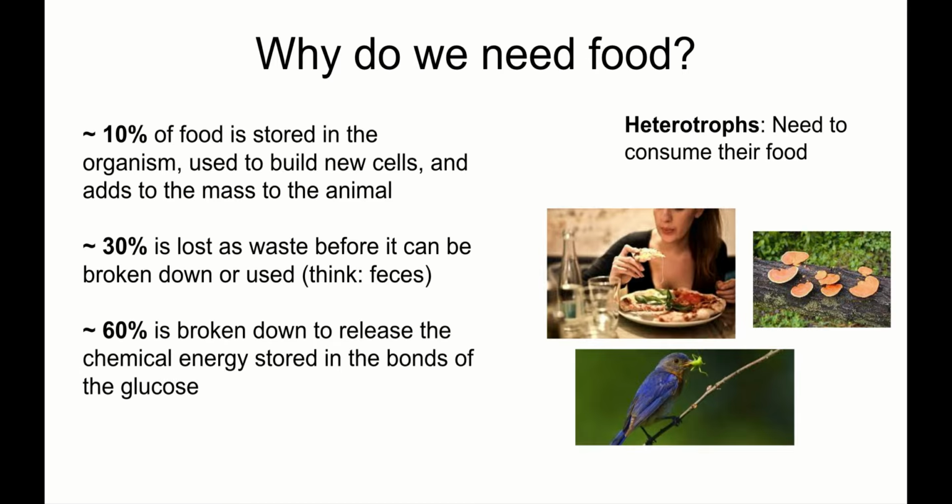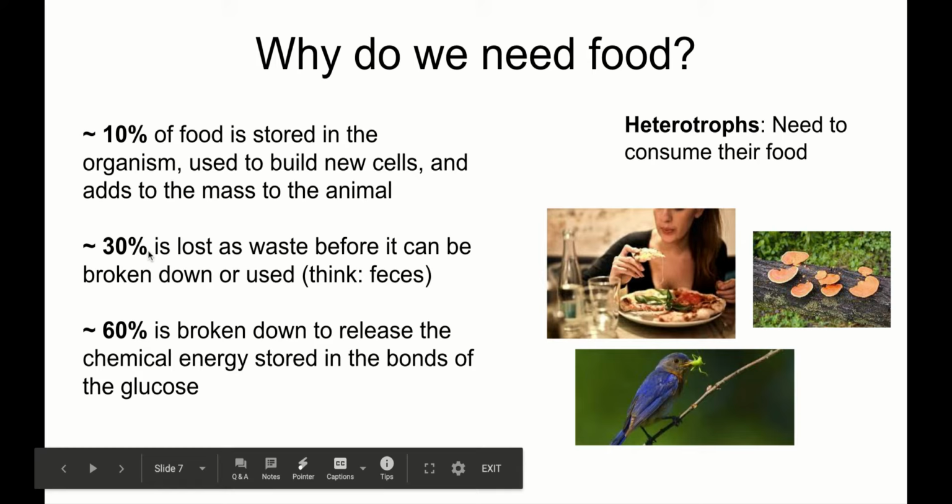But about 60% of the food that you eat is broken down to release the chemical energy stored in the bonds of the glucose. And again, just like in the plants, the stuff that's broken down, it doesn't stay in you either. It's released back into the environment. So same deal, about 90% is released back into the environment, either as feces or as broken down parts of glucose. And we'll talk about that a little more later.